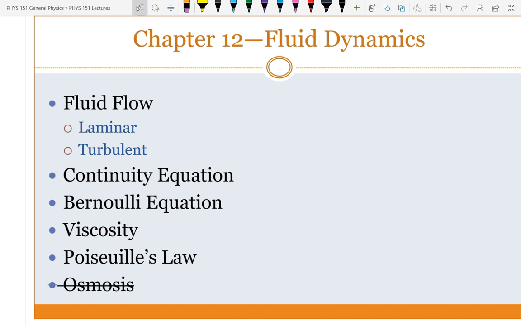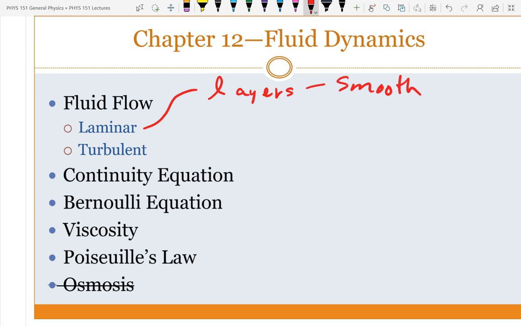Flowing fluid. Fluid means it flows. So fluid dynamics is talking about things that flow. We talked about laminar, which flows in layers, so it's smooth flow. And then we had turbulent flow. The Reynolds number, and you're not going to have to calculate a Reynolds number, is used to determine if it's going to be a laminar flow or a turbulent flow. The higher the Reynolds number, the more likely to be a turbulent flow.